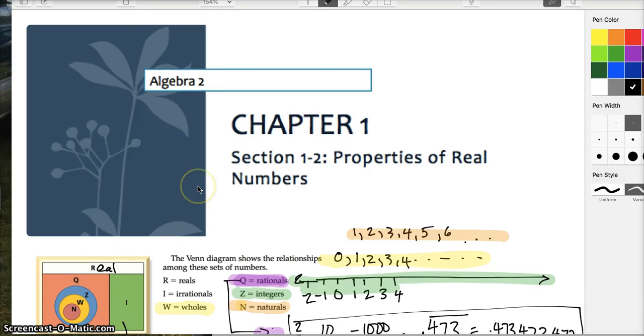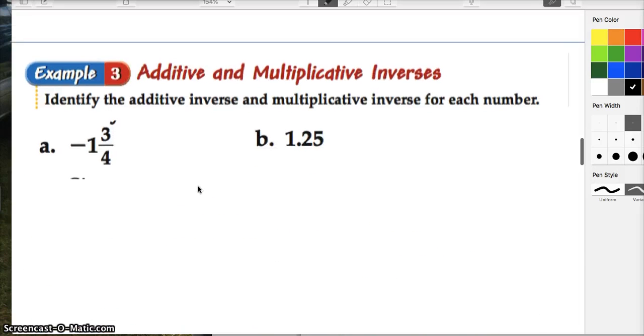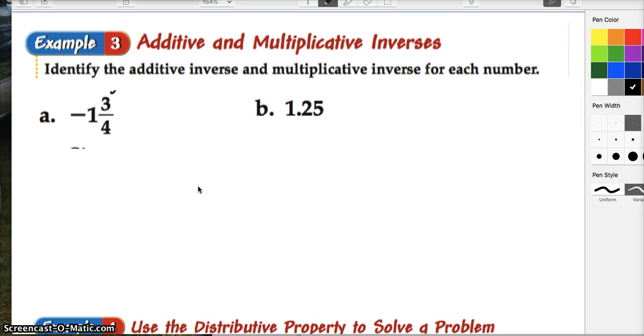Algebra 2, Chapter 1, Section 1, 2, Part 2. So we're going to get started with our example 3, and we're going to look at additive and multiplicative inverses.